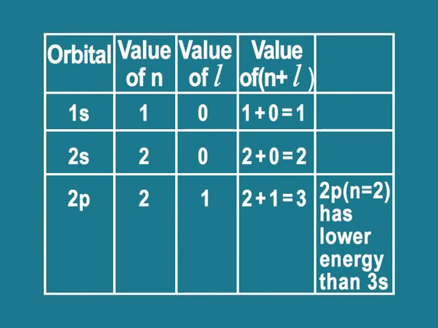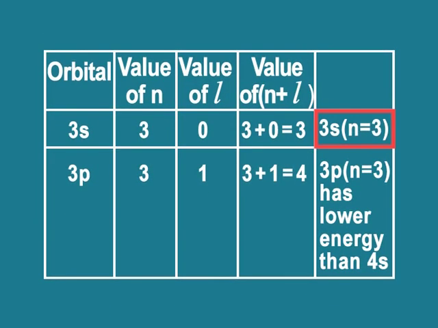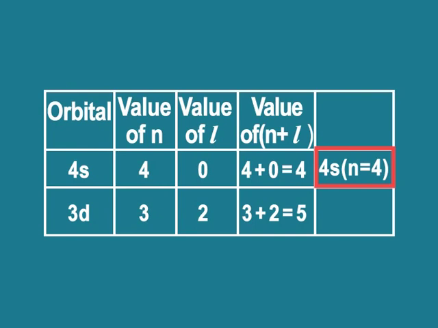It is shown here that the 2p orbital having n equal to 2 has lower energy than the 3s orbital having n equal to 3, and the 3p orbital having n equal to 3 has lower energy than the 4s orbital having n equal to 4. Also, the energy of the 4s orbital is lower than the 3d orbital. So, the 4s orbital will be filled before the 3d orbital.